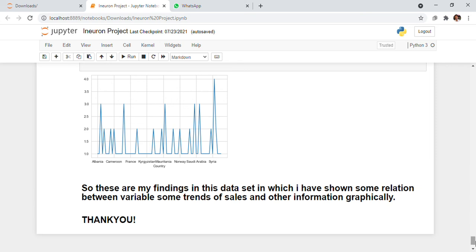So these are my findings in this data set, in which I have shown some relations between variables and some trends of sales on the basis of month, week and hours. I hope that this data analysis helps the organization gain some knowledge, and the user can easily understand what I am trying to find out and show from my data analysis, and it could help the end user. So thank you very much and have a great day.